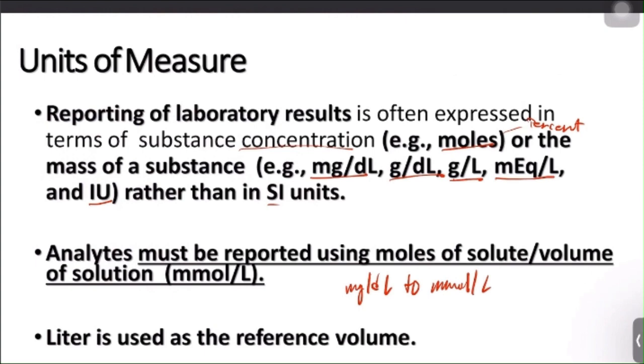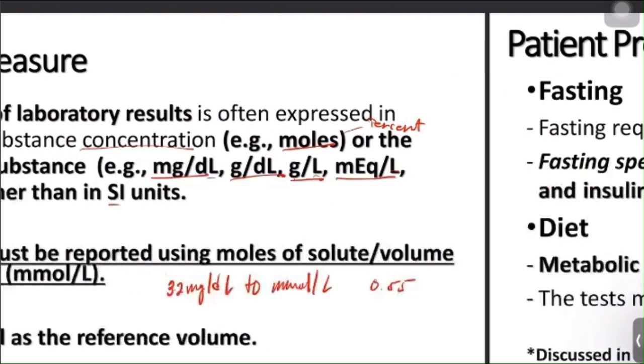So, for example, for glucose, from milligram per deciliter to millimole, you convert it using 0.001. For example, if you have 3.2 milligram per deciliter, you divide it by 0.55, so you will get your millimole per liter. So liter is also used as the reference volume. Why is it always liter? Because your blood is quantified in liters. We have an average blood volume of 5 to 8 liters inside the human body.